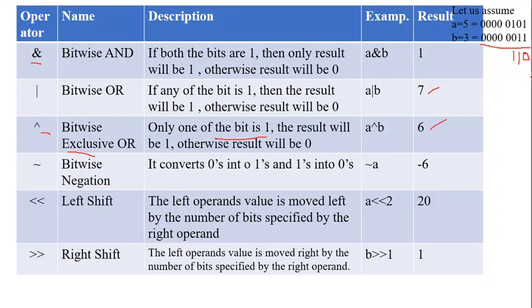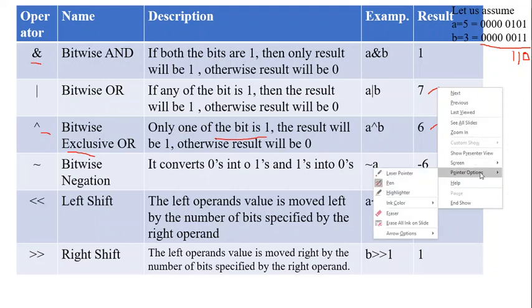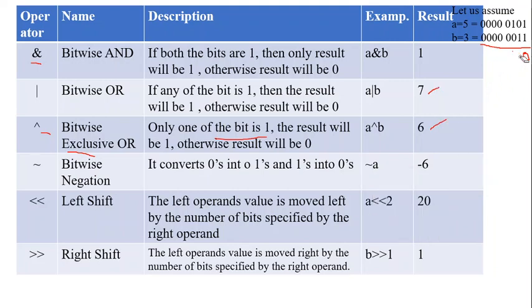In the same way, bitwise negation. Negation means no. It is like ones complement. It converts ones into zeros and zeros into ones. For example, consider negation of A. What is A? This is A. So 4 zeros, 0 1 0 1. The zeros are converted into ones and the ones are converted into zeros. The result is -6.